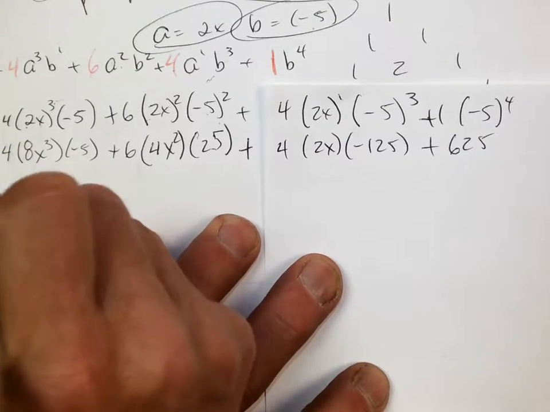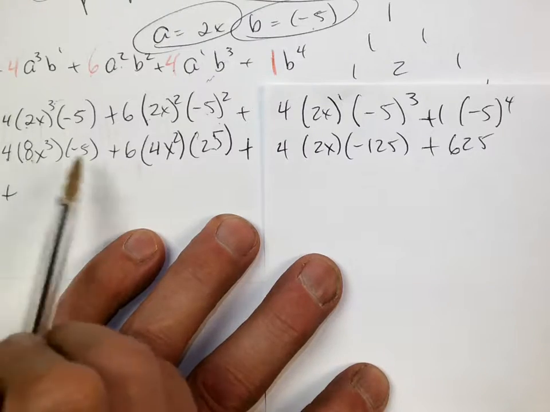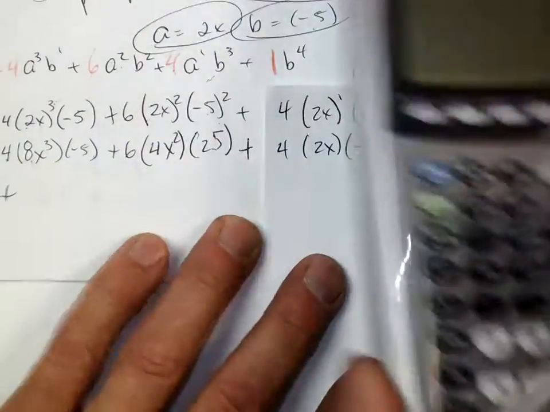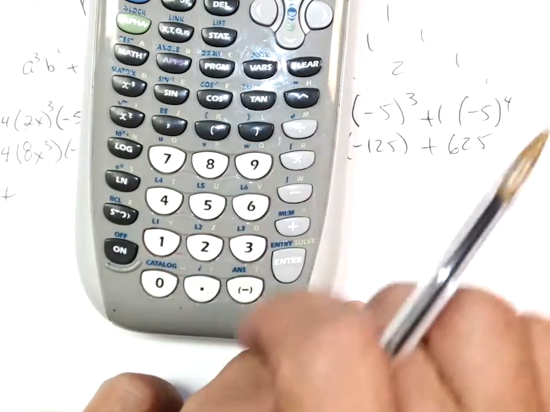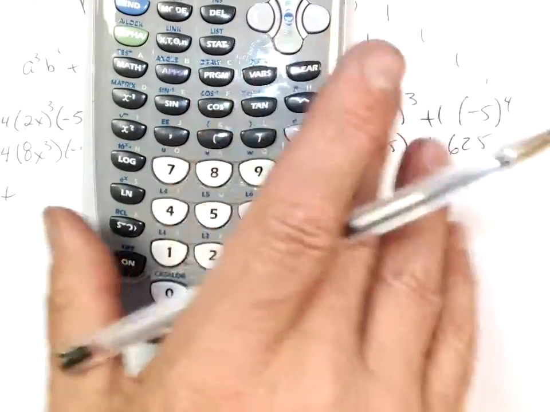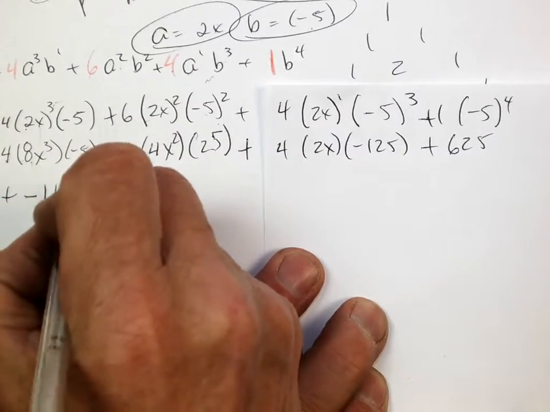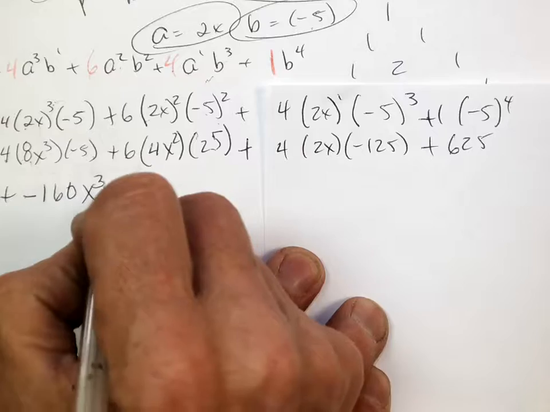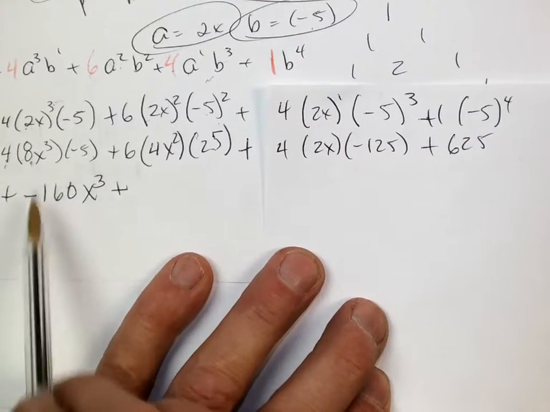16x to the 4th plus. All right, 4 times 8 is 32 times negative 5. What is 4 times 8 times negative 5? It's negative 160. So it's really minus 160x cubed, okay? Plus, because I went 4 times 8 times negative 5.